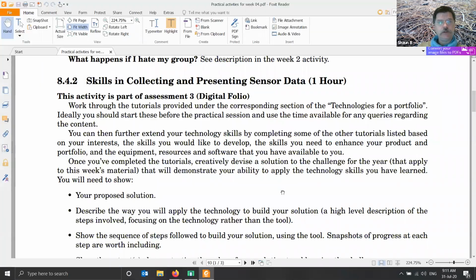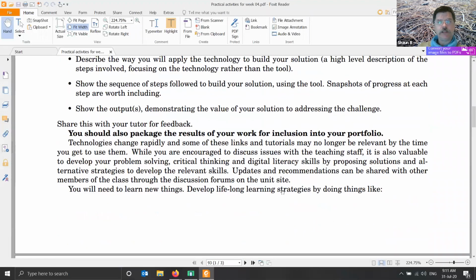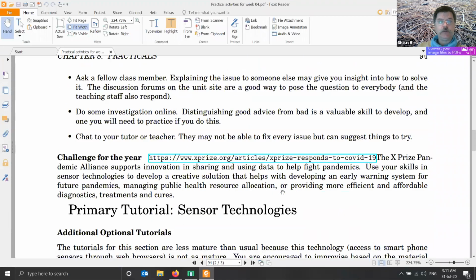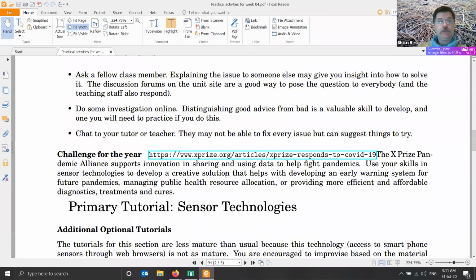So the challenge that you're going to have to address as part of this activity is to work out how you're going to collect and share data to help fight pandemics. A very broad goal. You can then decide specifically on a particular aspect of that, whether you're trying to create an early warning system, whether you're trying to manage resource allocation, or whether you're trying to provide something like a diagnostic or a treatment using the sensor technology.